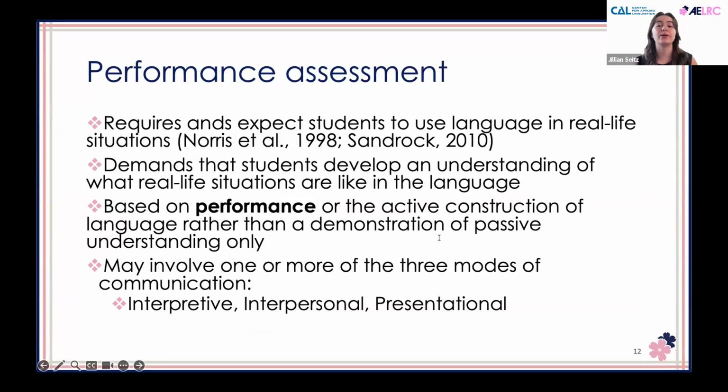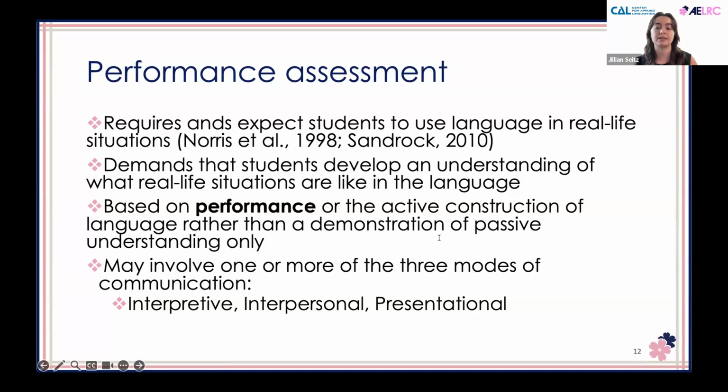Now let's discuss how we can go about assessing world languages. One type of assessment that's really effective for world language teaching is performance assessment. We will be focusing on performance assessment for the rest of this webinar. This type of assessment requires students to use language in real-life situations for real-world purposes, thus demanding that students develop an understanding of how the language is used in real life. It's based on performing with language rather than demonstrating passive knowledge or understanding of the language.